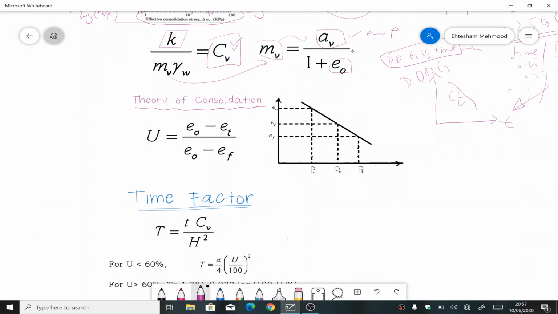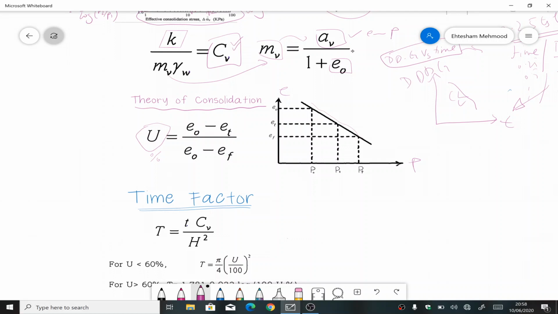Now we talk about the theory of consolidation. Generally, consolidation is represented by U, and the units are generally in percentage. So this is the e-p curve. According to Terzaghi's theory, he says that the relationship is linear, so this should be a straight line like this.